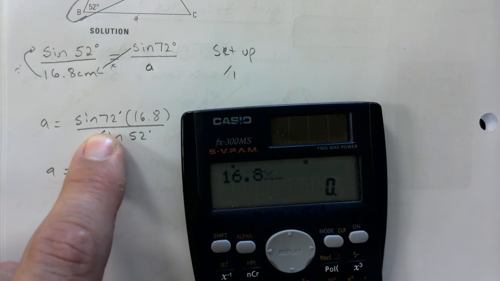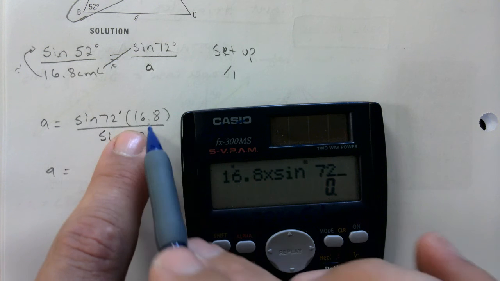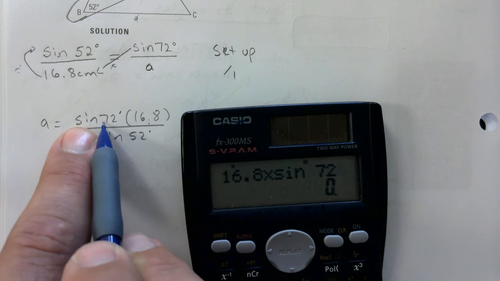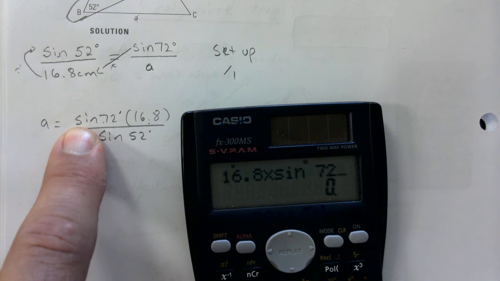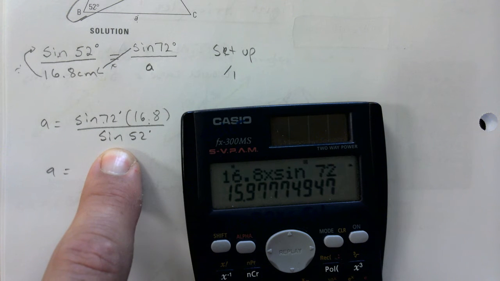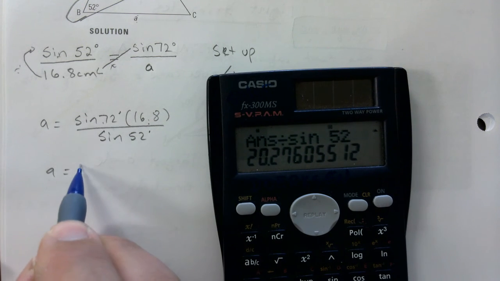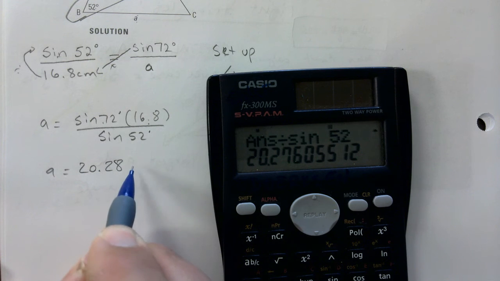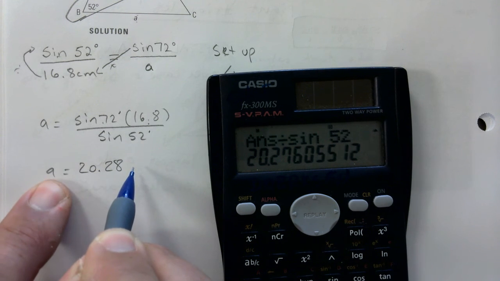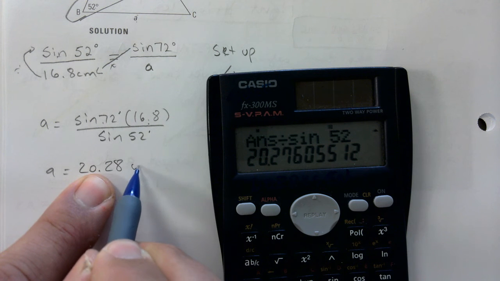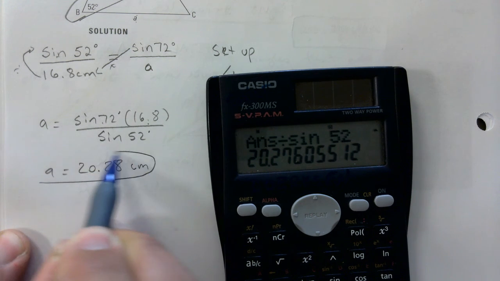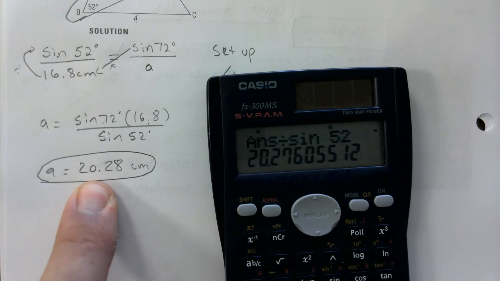But here, this is what I do first, okay, folks? 16.8 times sine of 72. I tend to first put in the number, then multiply by sine of 72. I hit equal, and then I divide by sine of 52, hit equal again. So you're supposed to get 20.28. And we're finding a side length, right? So that means you have to have centimeters attached to it. That's your answer.